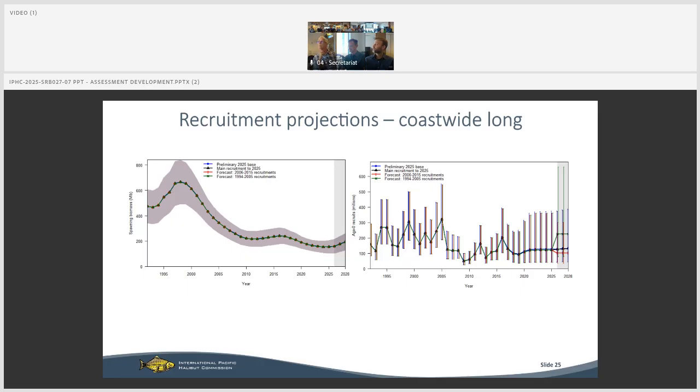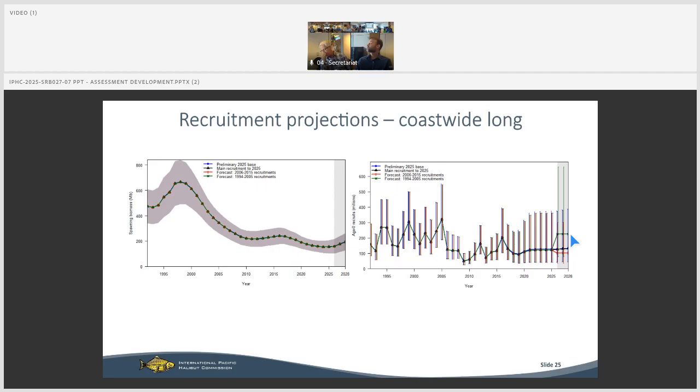In the coastwide long model, you can see that this is the spawning biomass time series on the left and the recruitment time series on the right. You can see the difference in the central tendency. Yeah, I guess you can read those labels a little bit. The red here is the 2006 to 2015 average, and the green is the 1994 to 2005 average. So there's quite a big difference in the average recruitment over those time periods.